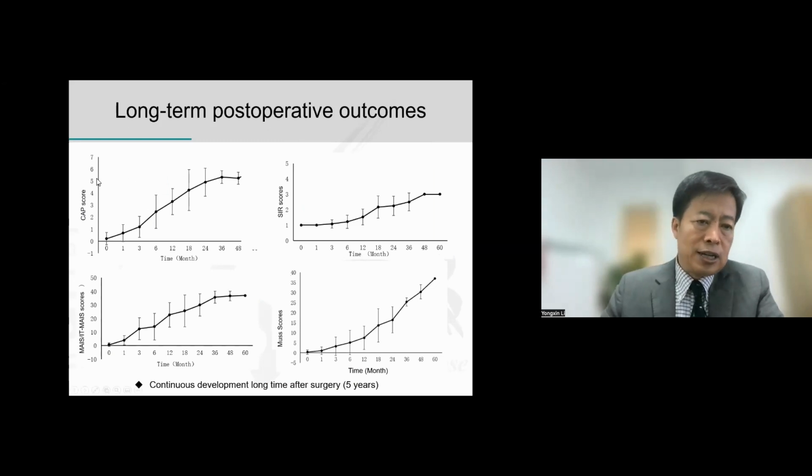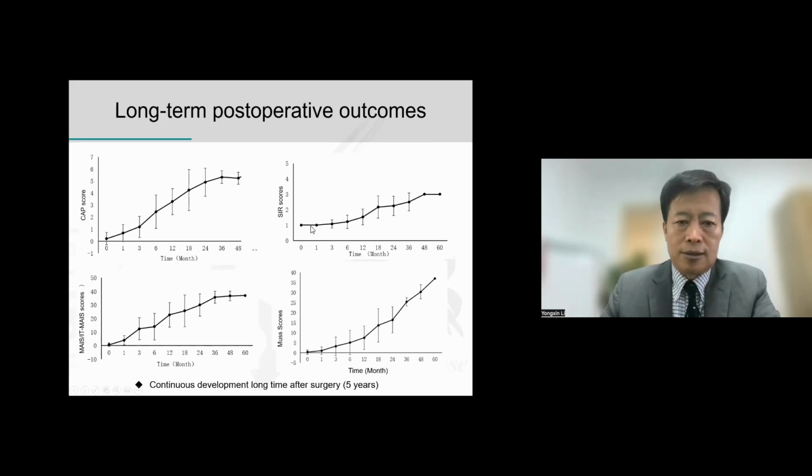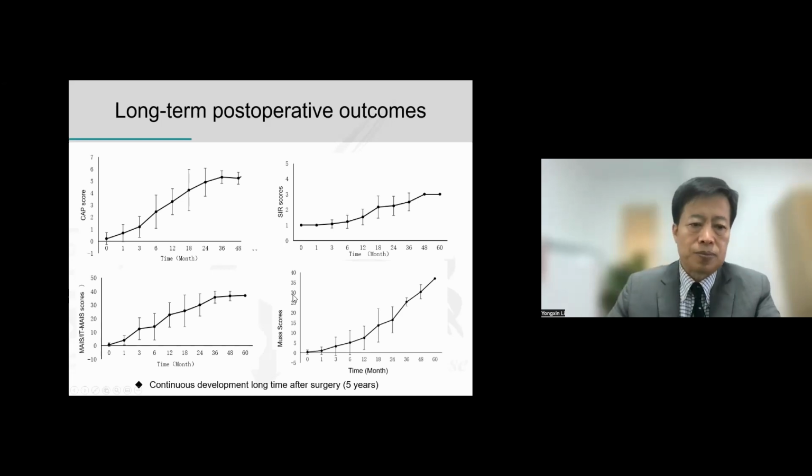Let's see, this is the CAP score. You can see 5 years later, almost reached 7 scores. And this is the SIR score. You can see at the beginning like this, 5 years or 6 years later like this, almost near 5 scores.